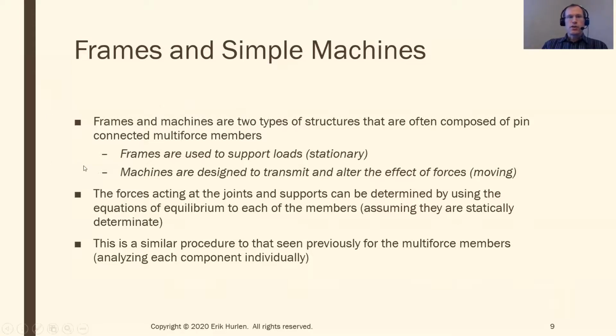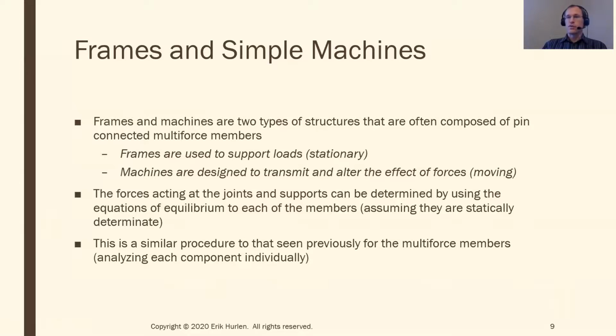A similar scenario is a machine. Machines are used to design or transmit forces. So machines are generally moving structures. Frames are essentially stationary structures, but they are composed of these multi-force members that are all pin connected. And so I can assign the forces acting at the joints and supports by using equations of equilibrium.